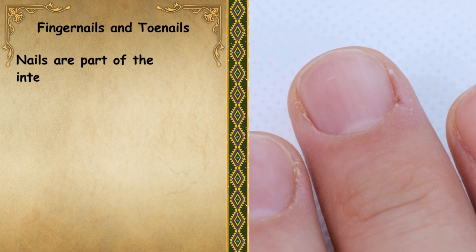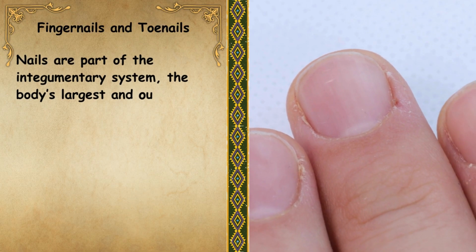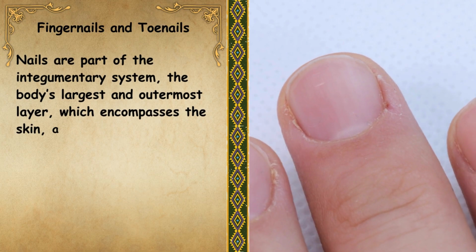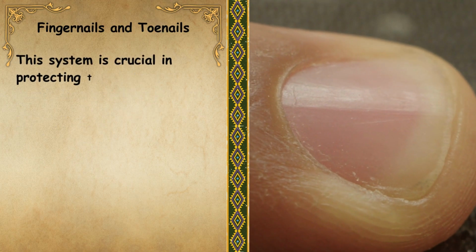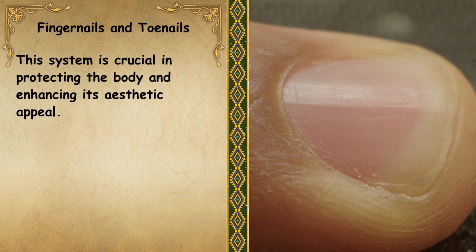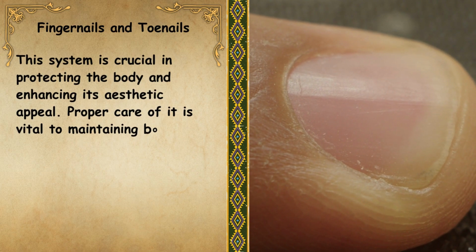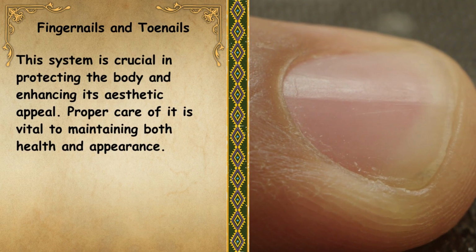Nails are part of the integumentary system, the body's largest and outermost layer, which encompasses the skin and nails. This system is crucial in protecting the body and enhancing its aesthetic appeal. Proper care of it is vital to maintaining both health and appearance.